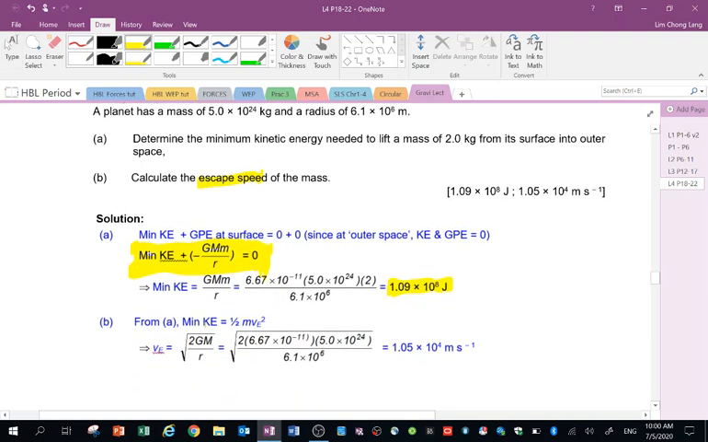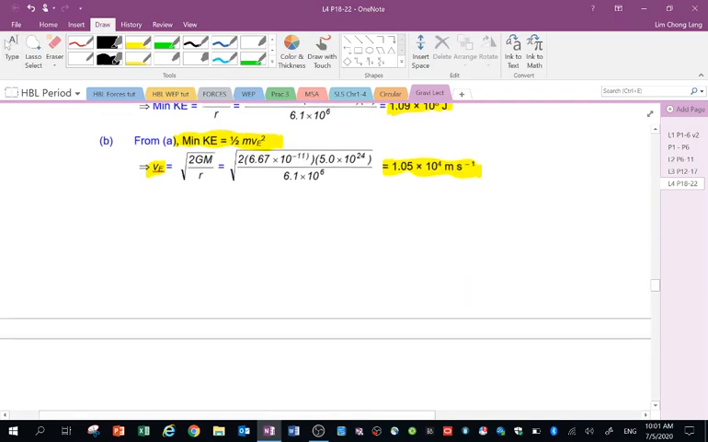Escape speed is equal to, or rather, minimum Ke is equal to half m v_e squared, okay? So the escape speed can be easily calculated, right? So you may want to pause this video and understand the mathematics of this question. Let's move on to the next part.